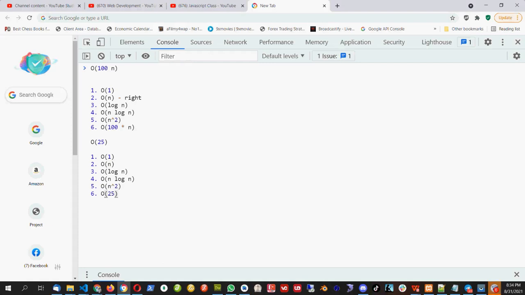Kate is saying 1. Ali is saying 1. Sonu is saying 1. Desti is saying 1. Chris is saying 1. Right. So we have O of 25.